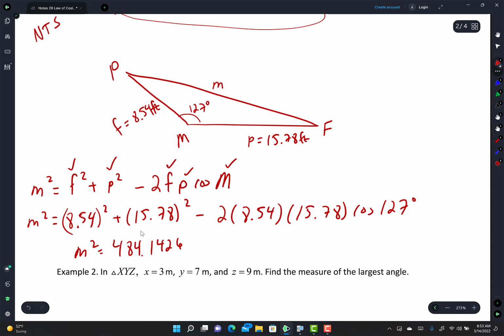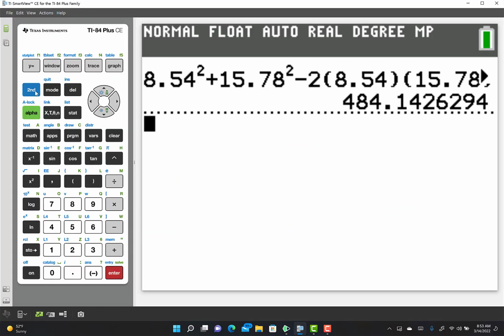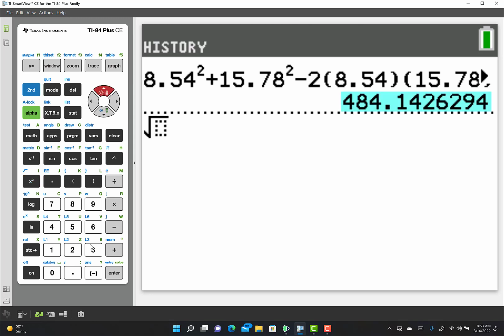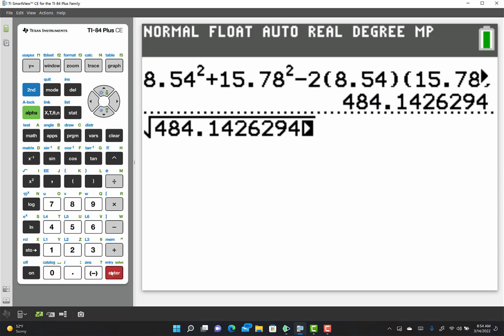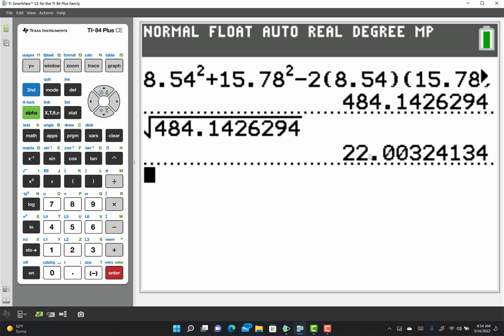How do I figure out m from there? Yeah, just square root it. M equals. I'm going to square root it. So here we go. I'm just going to put second square root, and then I'm just going to scroll up, push enter. So there's my number, push enter again. And there it is. It's a nice 22.